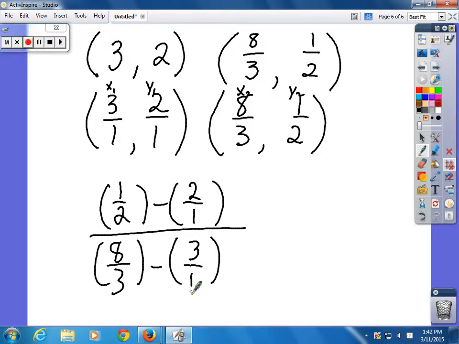Now what we could do to make life a whole lot easier is to get a common denominator all the way through. But you don't have to. You can just get a common denominator for the top and bottom. It's whatever you want to do. I'm going to go ahead and get a common denominator for all of them. Common denominator of 2 and 3 is 6.